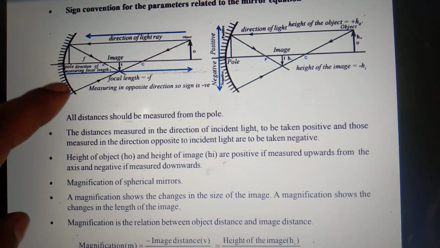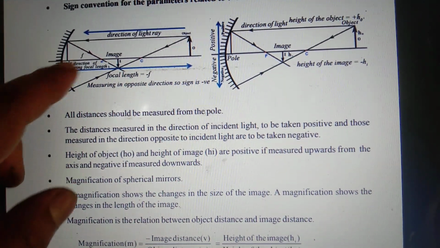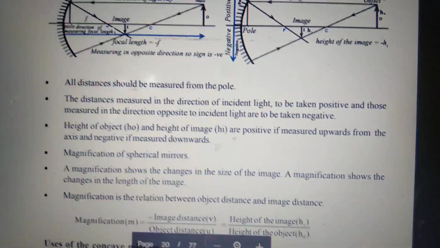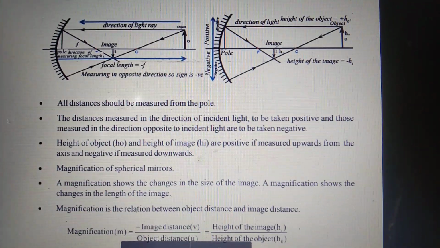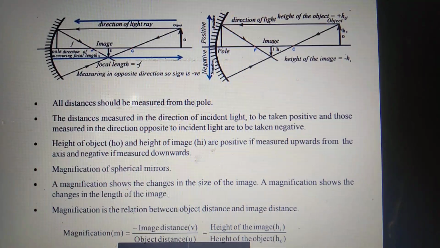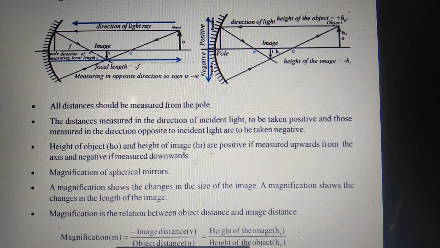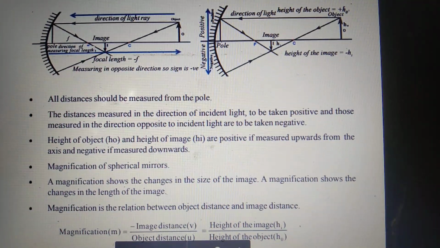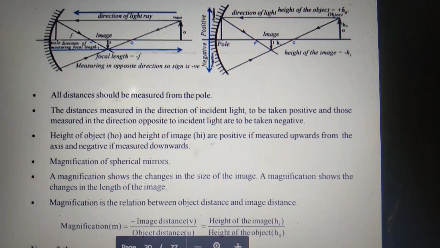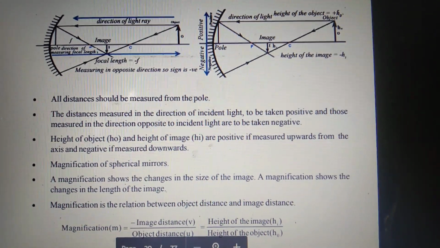It should be measured from the pole, then this will be negative. That's why object distance will be negative. Coming to the third point, height of the object and height of the image are positive if we measure upwards from the principal axis, and negative if we measure downwards. Those are the three most important sign conventions.